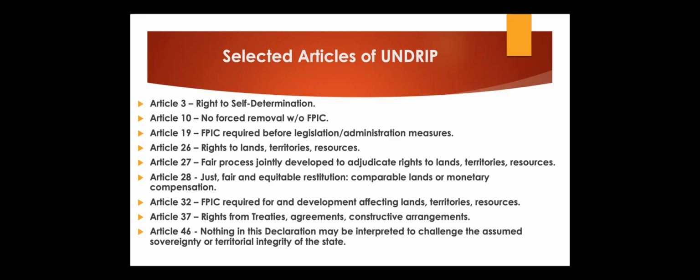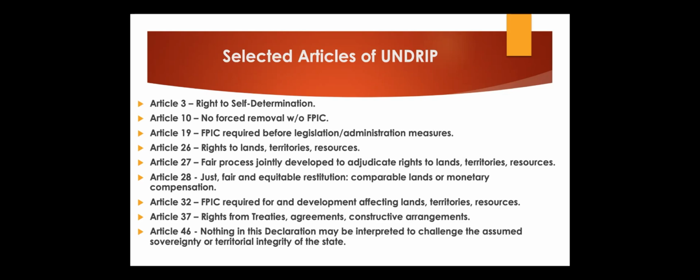Article 28 says if there's not going to be restoration of lands, territories, and resources, there should be just, fair, and equitable restitution, either in the form of comparable land quantities or monetary compensation. And Article 32 is explicit about free, prior, and informed consent being required for any development affecting lands, territories, and resources of Indigenous peoples. And the federal government's watered that down in the so-called 10 principles on Indigenous relationships.